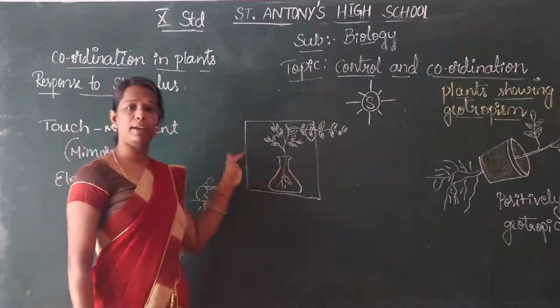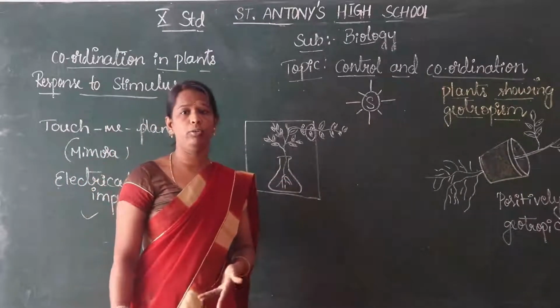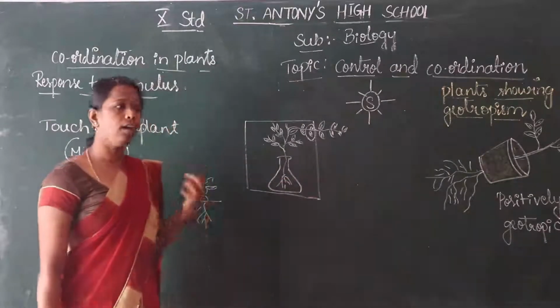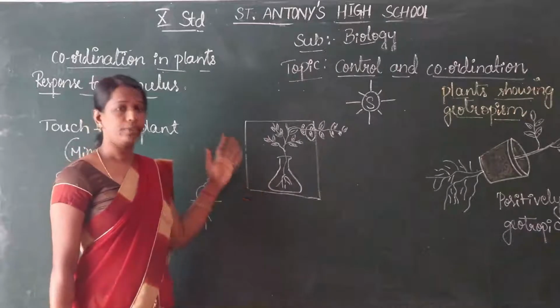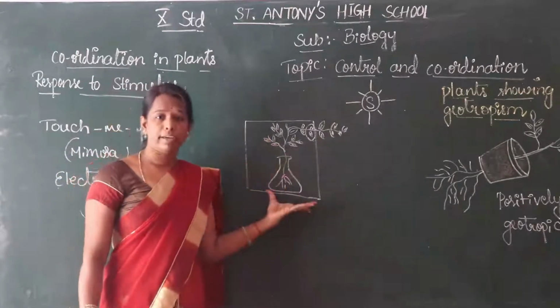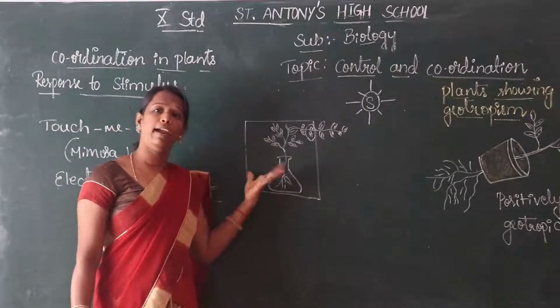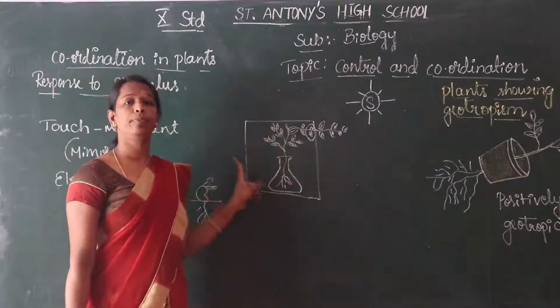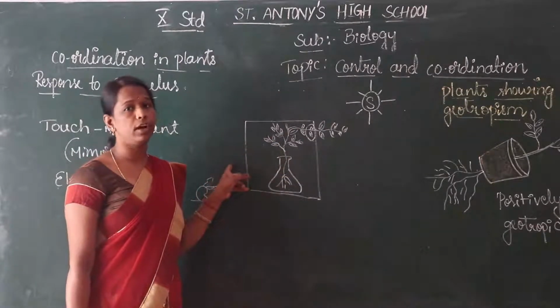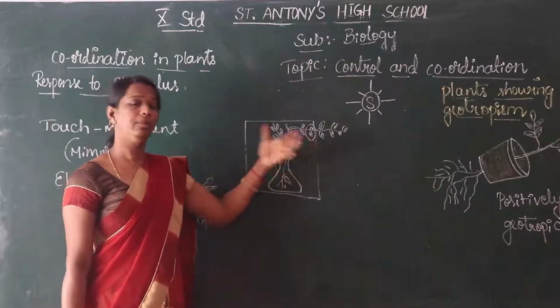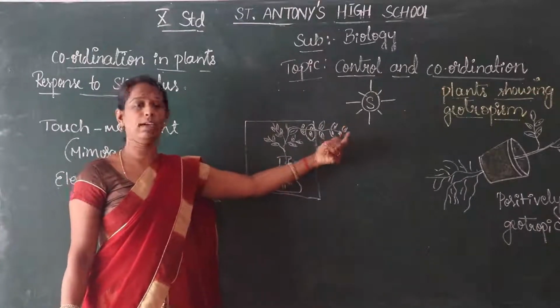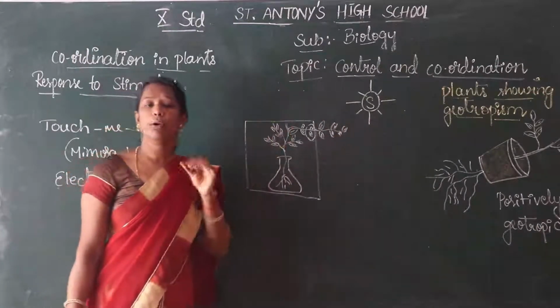This is a simple experiment you can do at home. Take a money plant or a creeper in a pot, and cover the pot with the help of a cardboard sheet. Make one hole, maybe on either this side or this side. Then observe for one week.